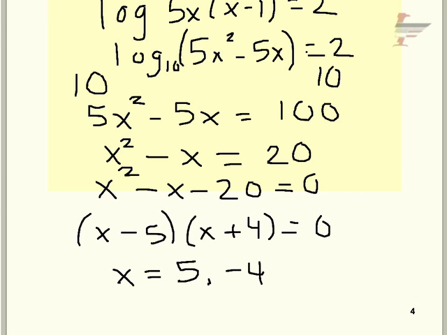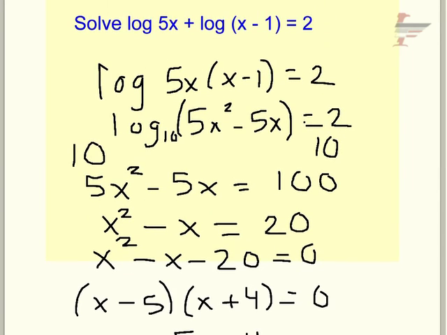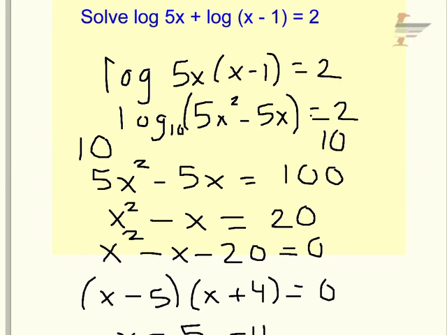And I need to check both of those in the original. So 5 and negative 4, I'm going to go back up here. And if I check 5, I'm going to mentally check, so follow along here. I'm checking 5 first. So log of 5 times 5 is 25, plus log of 5 minus 1 is 4. Okay, so I'm going to have log of 25 plus log of 4. And is that equal to 2? And yes, it is. So that checks.